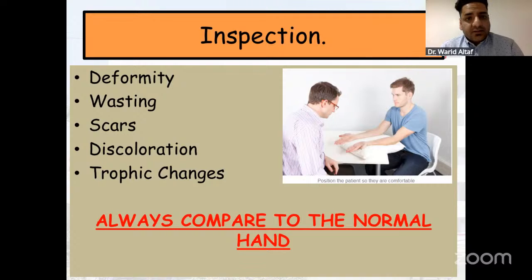You can see any sort of deformity, wasting, scars, discoloration, trophic changes, and always compare it to the other hand. Whenever you are examining a patient of hand and wrist, the patient should be across the table in front of you, and comfortable, because you may need to rest his elbow on the table and then examine the movements of the wrist. So make sure that the patient is comfortable, and you can see both the hands together.